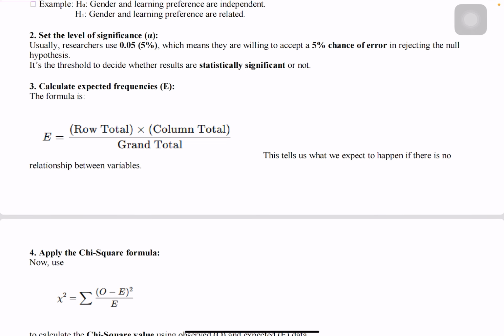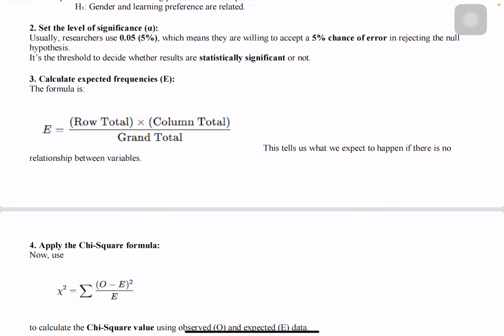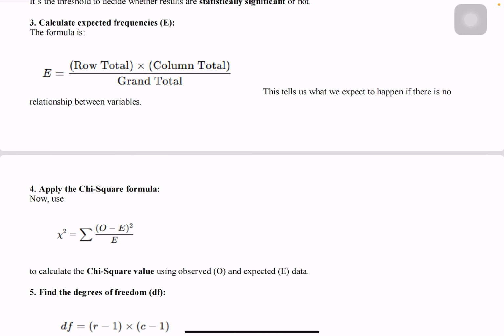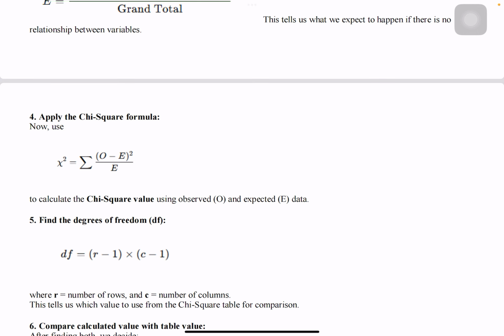Calculate expected frequencies. The formula is E is equal to row total multiplied by column total divided by grand total. This tells us what we expect to happen if there is no relationship between variables. Apply the chi-square formula. Now we use X square is equal to sigma (O minus E) square divided by E, to calculate the chi-square value using observed O and expected E data.